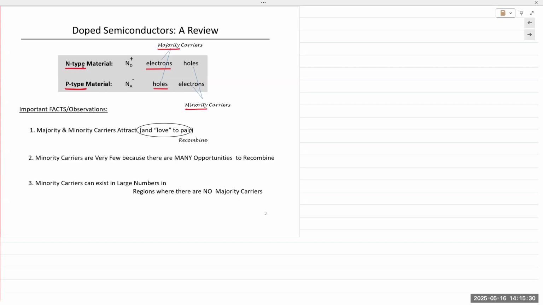The implanted impurities in an N-type material are donor atoms, and because they donate an electron, they're left with one extra positive charge. So they're positively charged ionized donor atoms, and in P-type material, it's negatively charged acceptor atoms. Okay. All right.